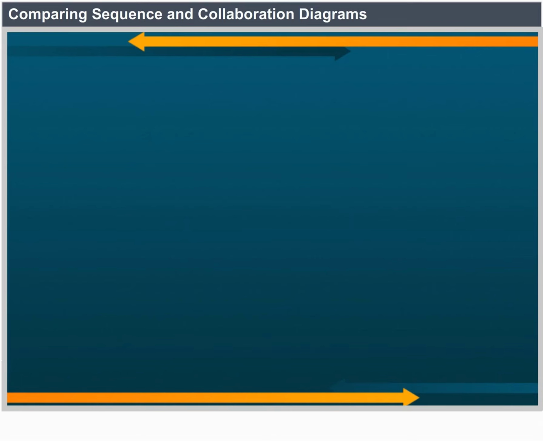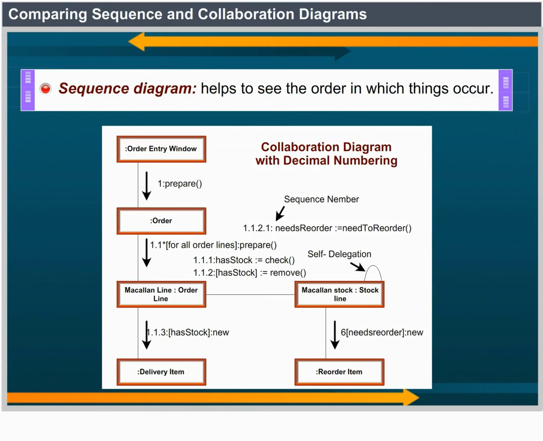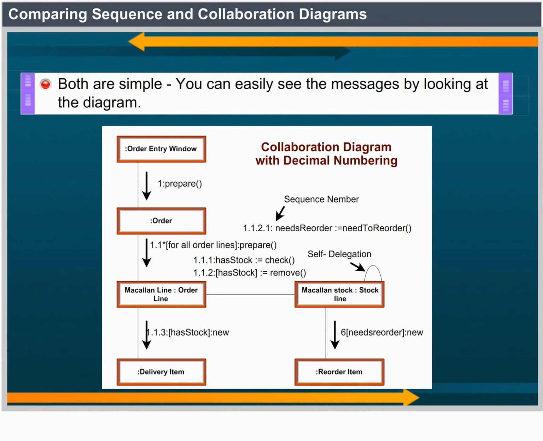Comparing sequence and collaboration diagrams. Sequence diagram: it helps to see the order in which things occur. Collaboration diagram: use the layout to indicate how objects are statically connected. Both are simple. You can easily see the messages by looking at the diagram.